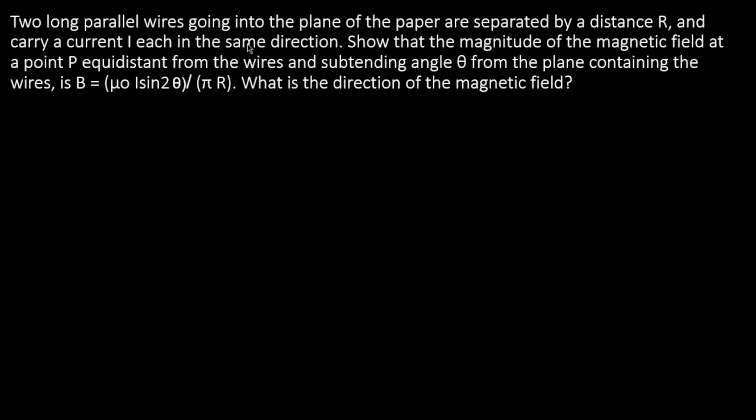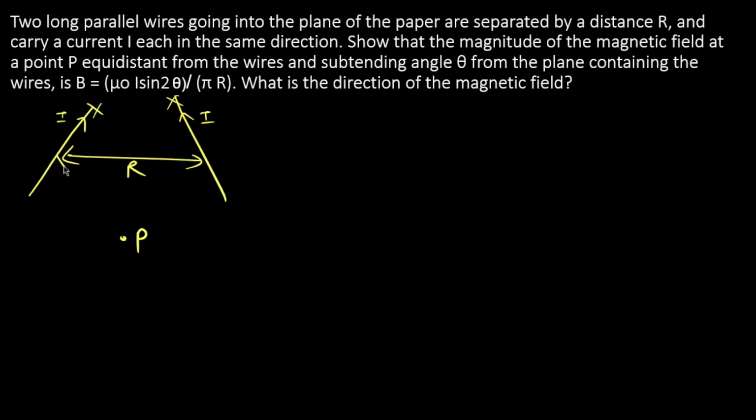So two long parallel wires going into the plane of paper are separated by a distance r. Okay, so let's take two long wires going into the paper. Both are carrying current I. So this is also going into the paper carrying current I, separated by a distance r, and we need to calculate the magnitude of the magnetic field at a point P. So at a point P, which is at equal distance from both the wires and subtended by an angle theta from the plane containing the wires.